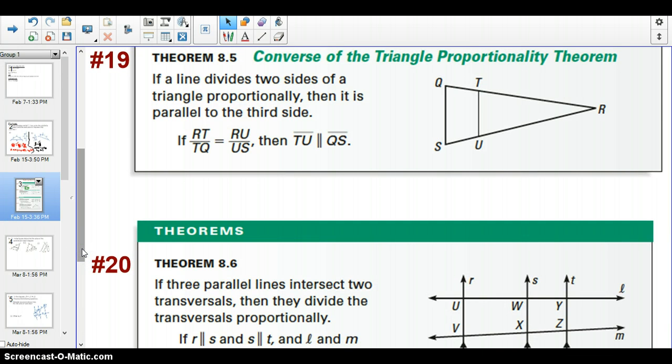And in the same way, you can go the other direction, the converse of the triangle proportionality theorem. If you know that you have these sides that are ratios, RT divided by TQ is equal to RU divided by US, then you can know that those lines TU and QS are parallel.